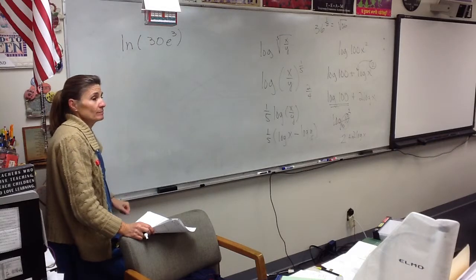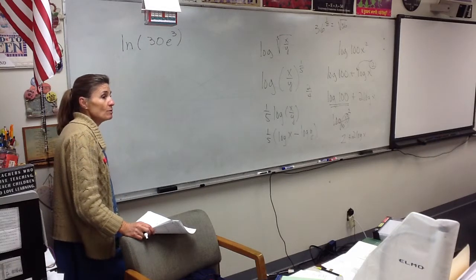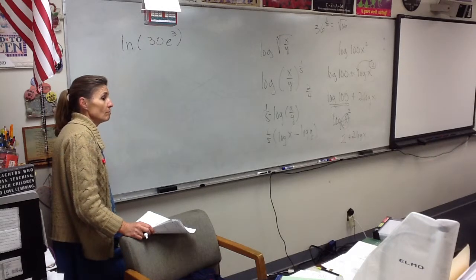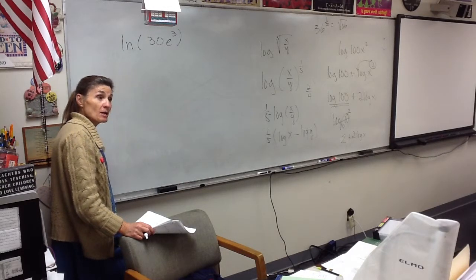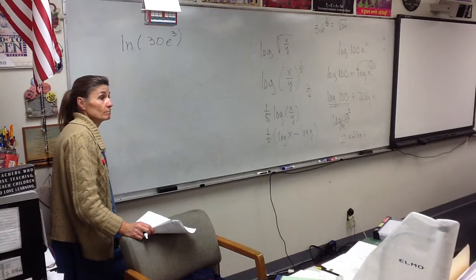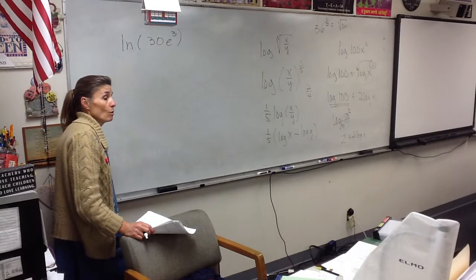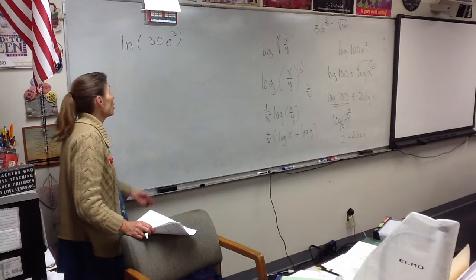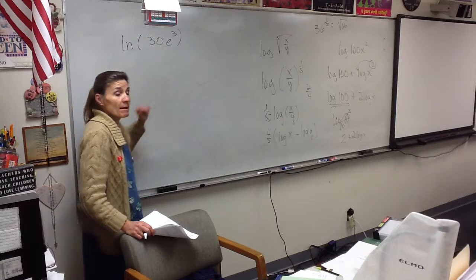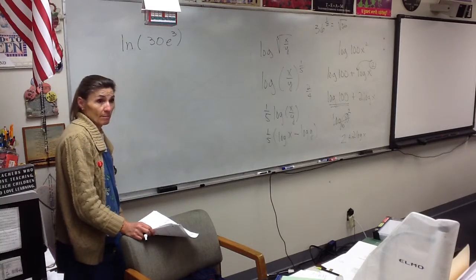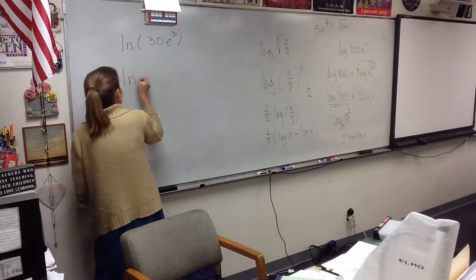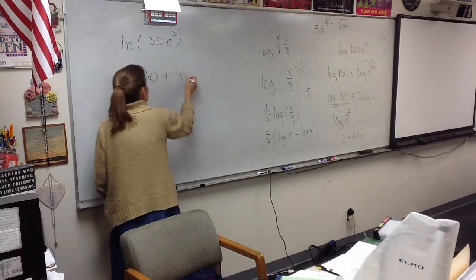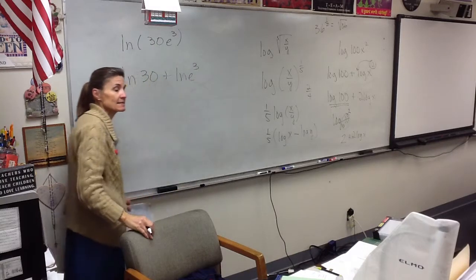Tell me, what do I do? Am I going to pull out the 3? No, because it only goes with the E, so I can't pull it out yet. So what do I have to do? Plus E. Exactly. ln 30 plus ln E cubed, Abby Brady. That's exactly right.